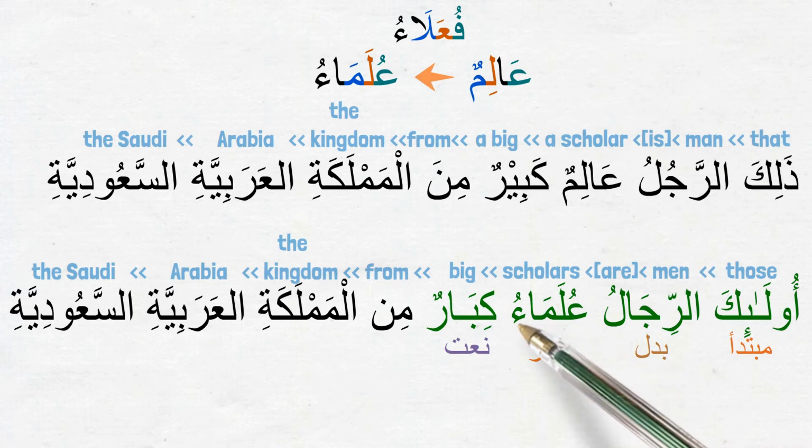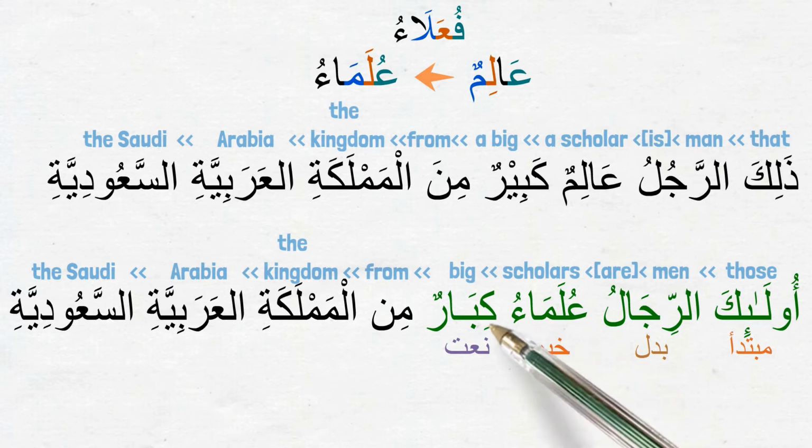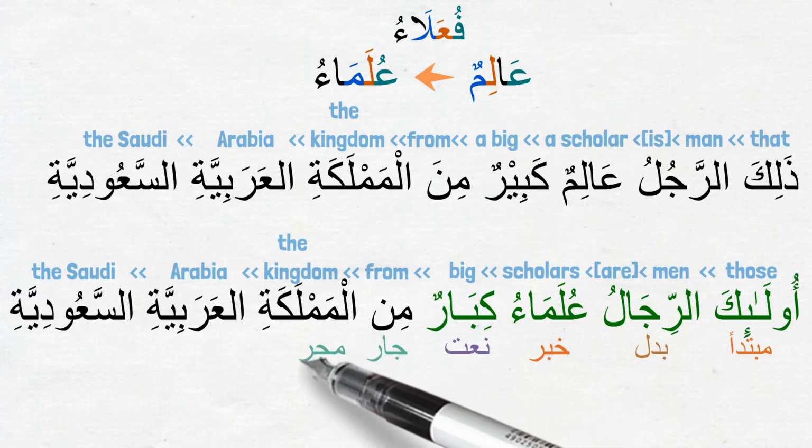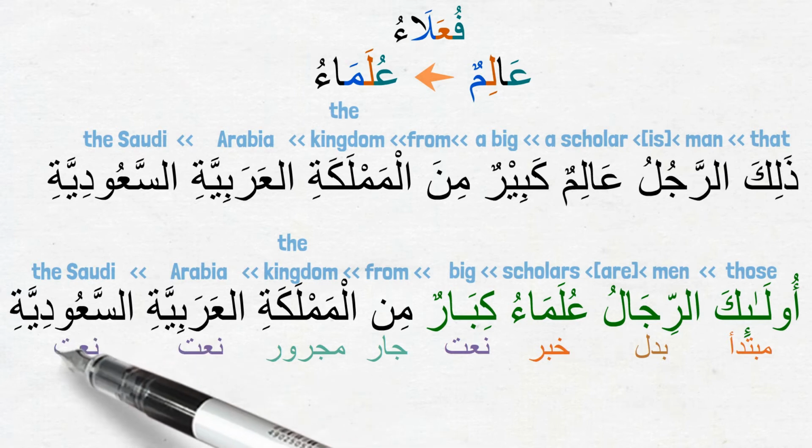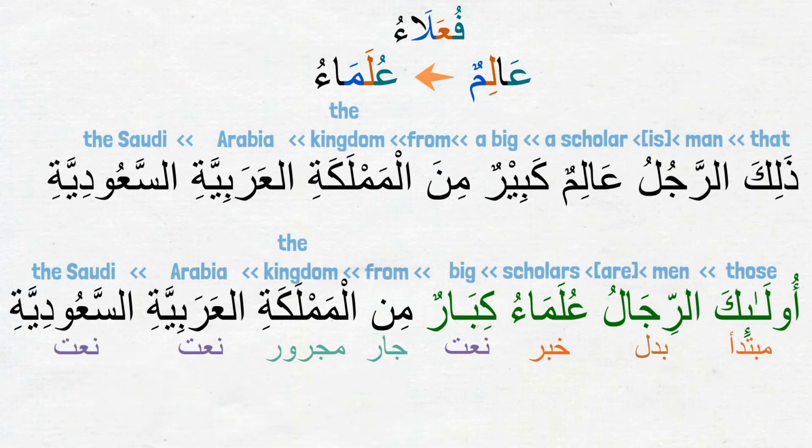Notice علماء is nakira ism here. That is why kibarun is also nakira. These two ism also match in gender, case, and count as we expect. They are مذكر, مرفوع, and الجمع. من المملكة is jar wa majrur, and the next two words العربية and السعودية are the na'at for المملكة. That is why they both are معرفة and majrur and mu'annath, similar to منعوت المملكة.